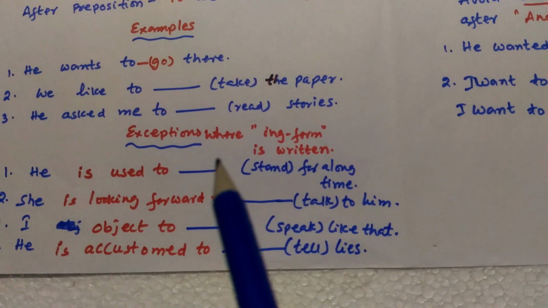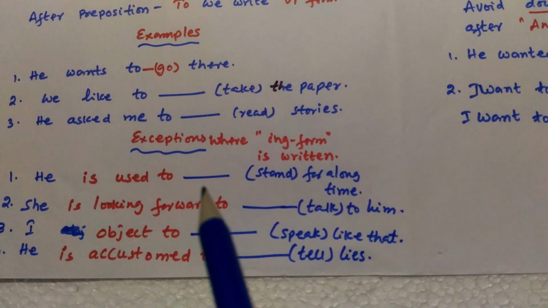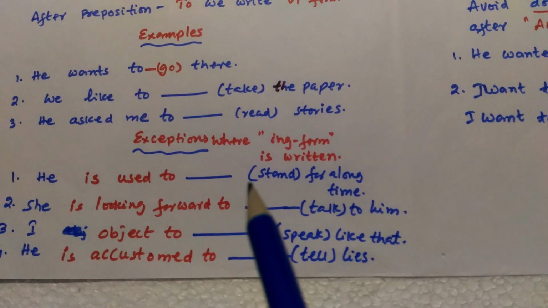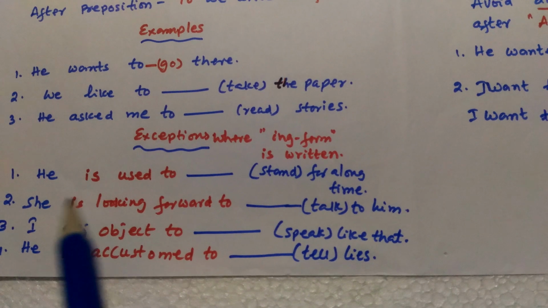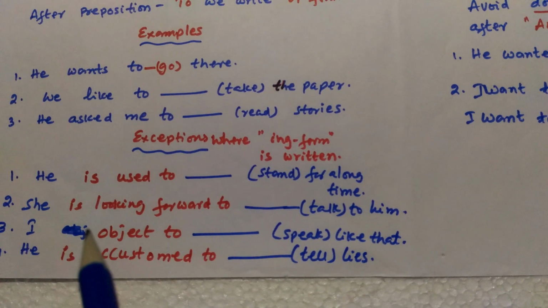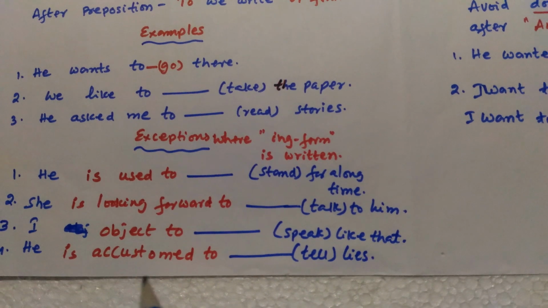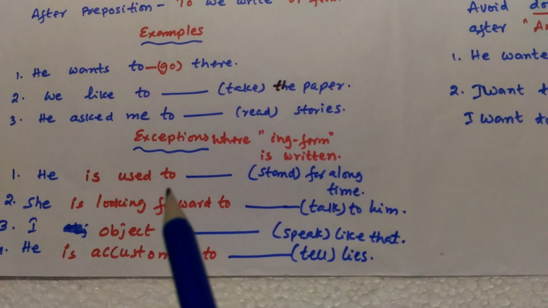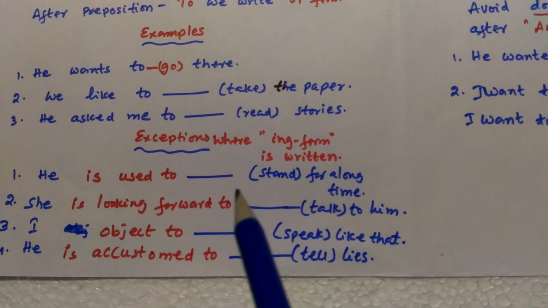After some expressions, even if we have the to preposition, after to preposition, we have to write only verb ing form. Look at these expressions. Be used to, be looking forward to, object to, be accustomed to. After these expressions, even if we have the to preposition, we have to write only verb ing form.